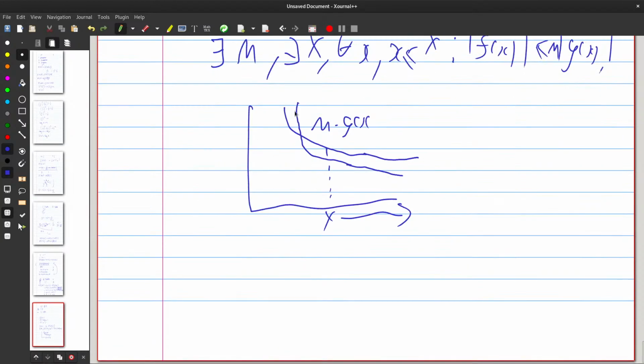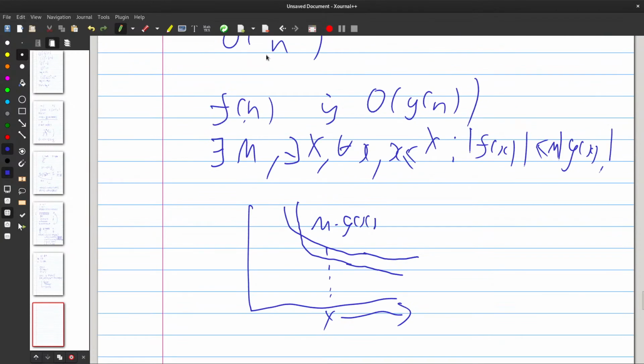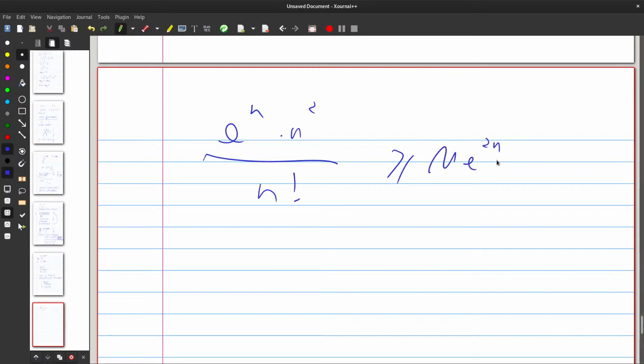Now, proving this can actually be really difficult, right? Sometimes it's easy, but often it can be very difficult. Because whilst for individual functions like n squared, log n, stuff like that, if I give you some horrific monstrosity like e to the n times n squared over n factorial, and I ask you, okay, is this greater than or equal to some multiple of e to the 2n? You're going to have no idea, right?